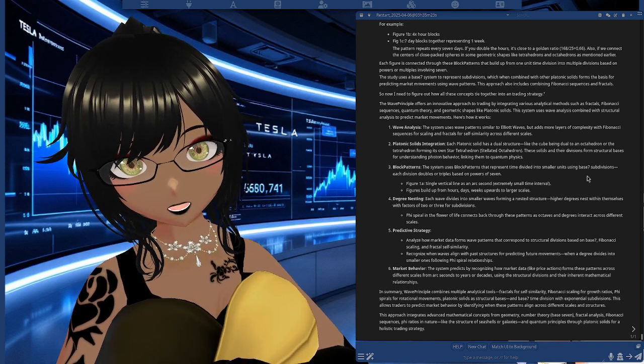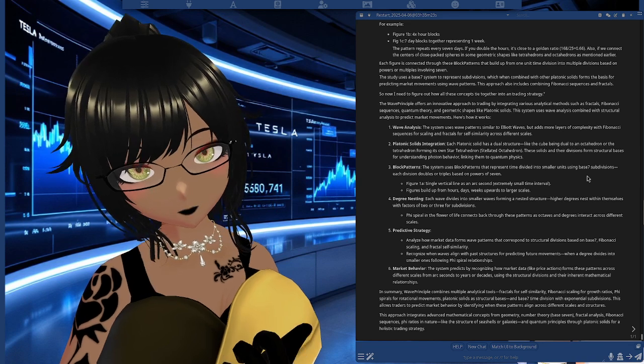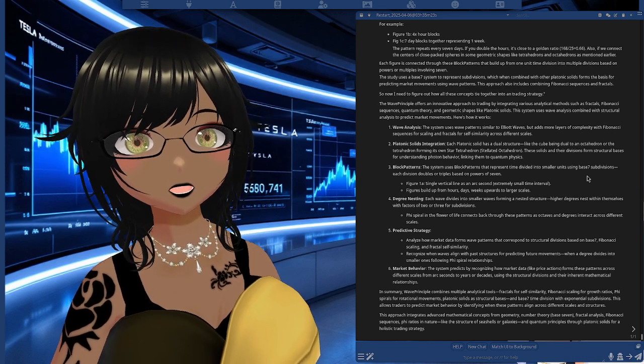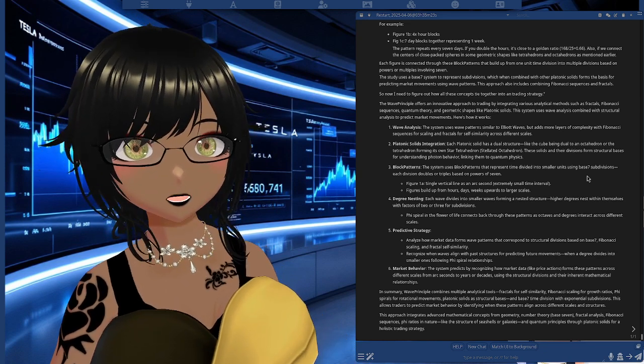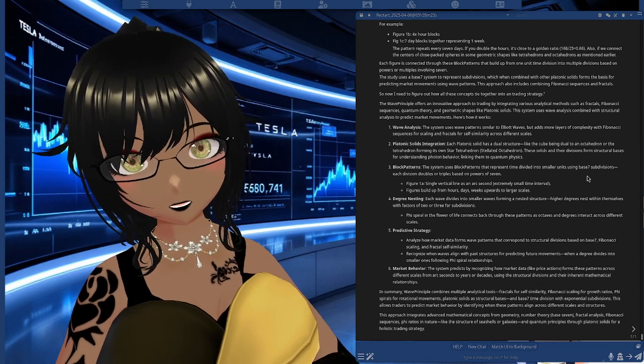Predictive strategy. Market behavior. The system predicts by recognizing how market data like price action forms these patterns across different scales from arcseconds to years or decades, using the structural divisions and their inherent mathematical relationships.